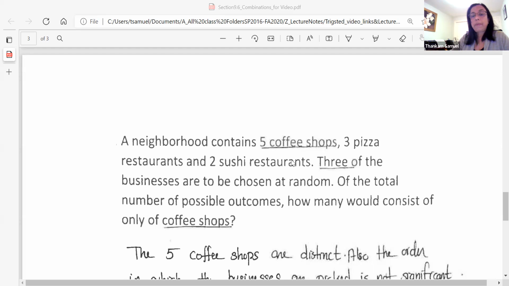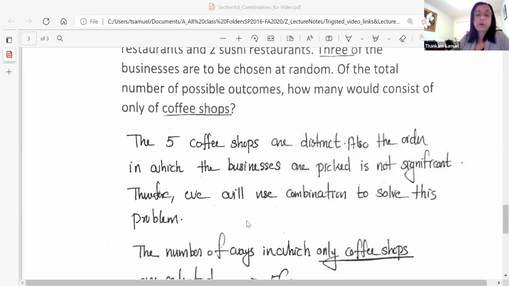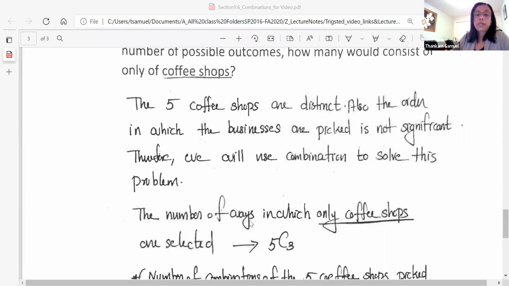So this is specifically about the coffee shops. We know that altogether there are 5 coffee shops. They are distinct, and also the order in which these coffee shops are picked is not significant. So we can use combination to solve this problem. So the number of ways in which only coffee shops are selected: we can see that there are only 5 coffee shops, out of which we have to choose 3. So we can use the combination formula 5C3.